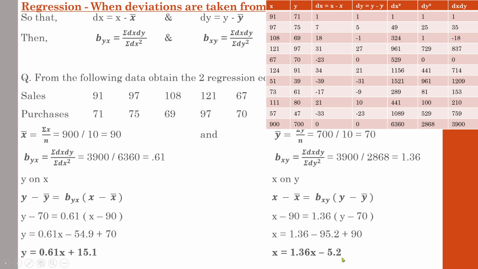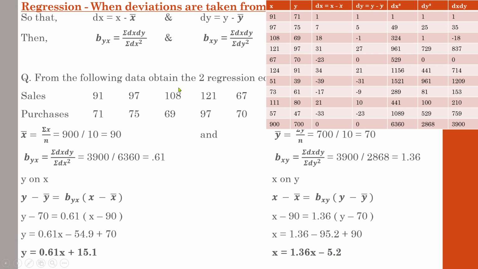So this is how you have to deal with the computation of regression when the deviations are taken from actual mean. Find out the mean, and use the same mean for finding dx and dy. The only change is that for computing byx and bxy, there are two separate equations. Use those equations. Once you have framed the two equations, y equals this one and x equals this one, your answer is complete.